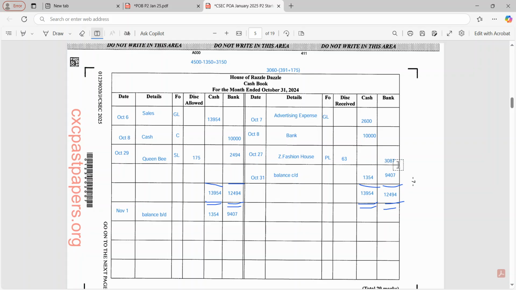You had 3,087 on your credit side. So you said 12,494 minus the 3,087 will give you 9,407, which goes on our credit side because it's the side with a small amount. Now you need to add 9,407 plus 3,087 to check if your answer is correct. And once you get the 12,494, you total both sides. Go on the side with the larger total, and it will become your balance BD.